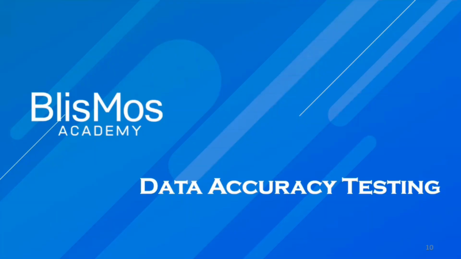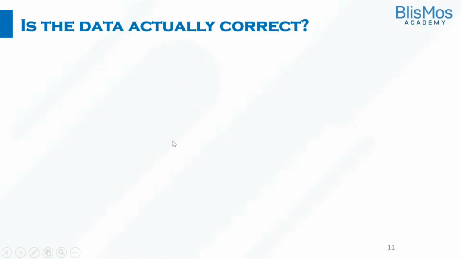Welcome back. As a part of this video, we will understand data accuracy testing and how AI can complement the rule-based automation of data accuracy testing. Data accuracy testing asks, is the data actually correct? While completeness checks whether the value exists, accuracy checks whether the value reflects a reality or matches a correct source.